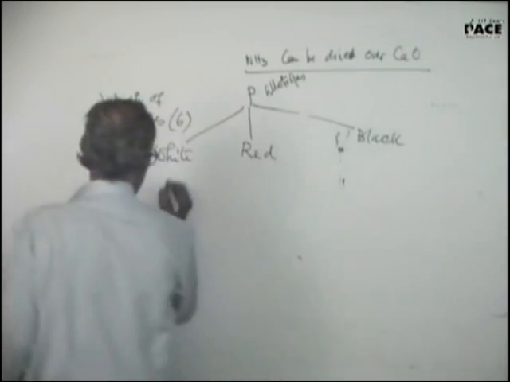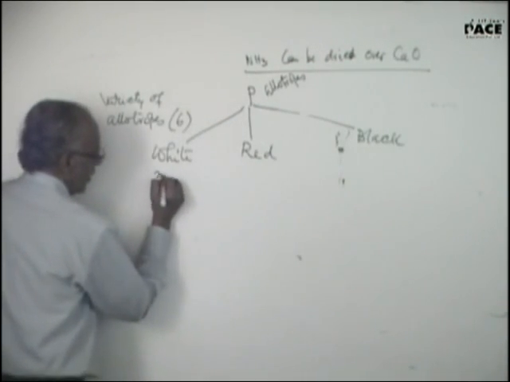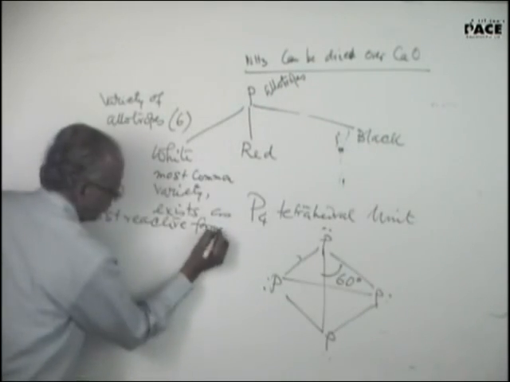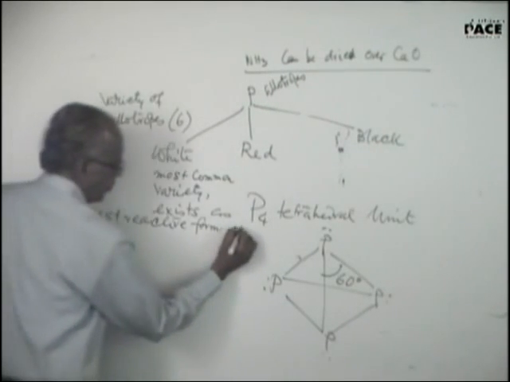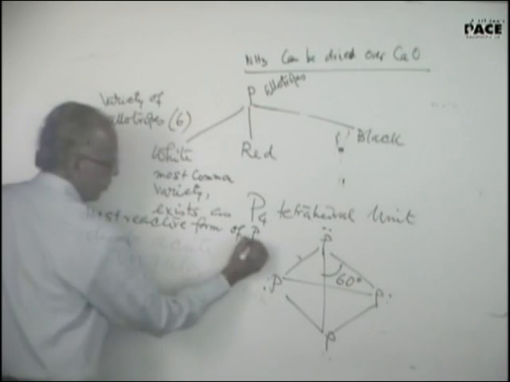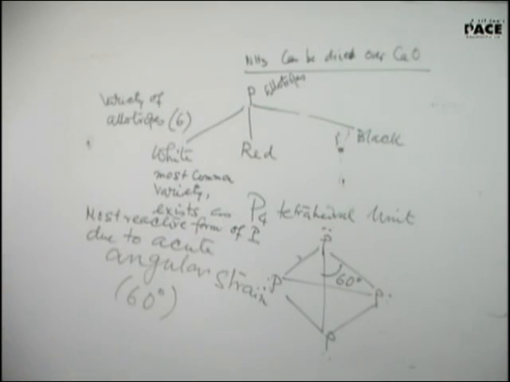The white phosphorus is the most common variety of phosphorus. It is the most reactive form of phosphorus due to acute angular strain, that is 60 degrees. It is the acute angular strain that makes it most reactive.